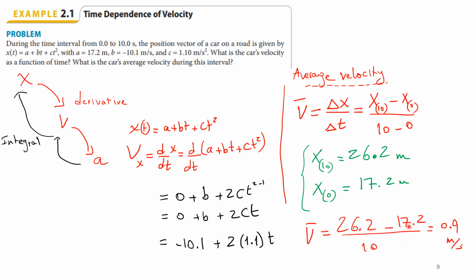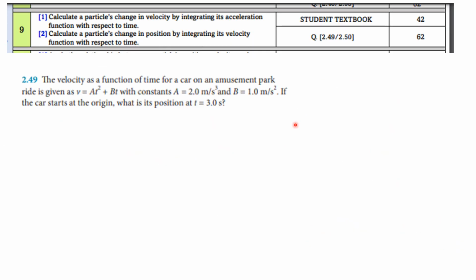So you subtract these two values and then you divide by 10, and the average velocity in this case is 0.9 meter per second. Moving on to this question, which is 2.49.